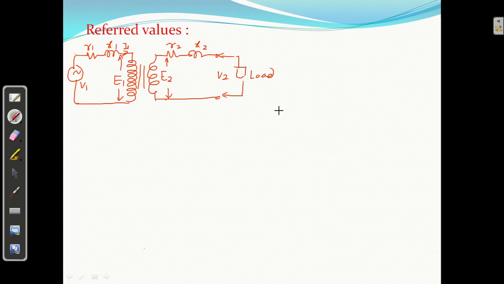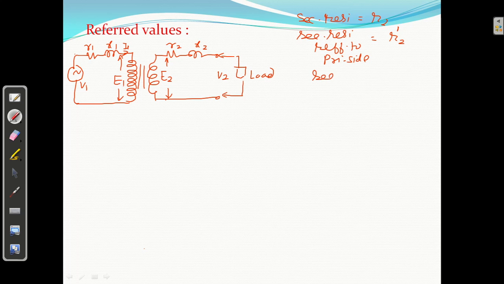But if you want to make the calculation simple, you can refer secondary quantities towards the primary side or primary quantities towards the secondary side. Clear? So suppose the secondary resistance is R2. If the secondary resistance is referred to the primary side, it will be called R2 dash, meaning it is referred to the primary side. So you can refer the secondary resistance towards the primary side.